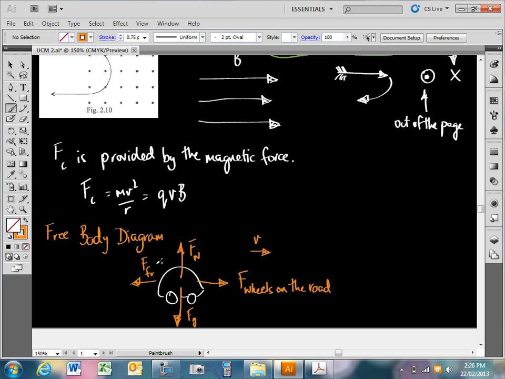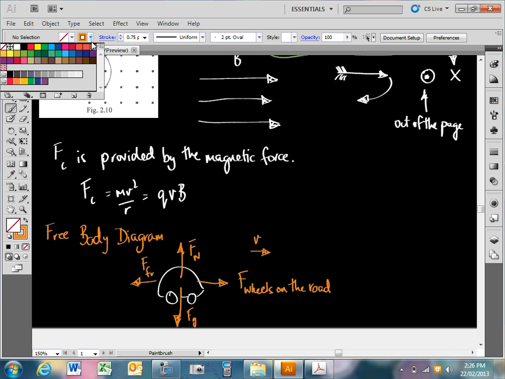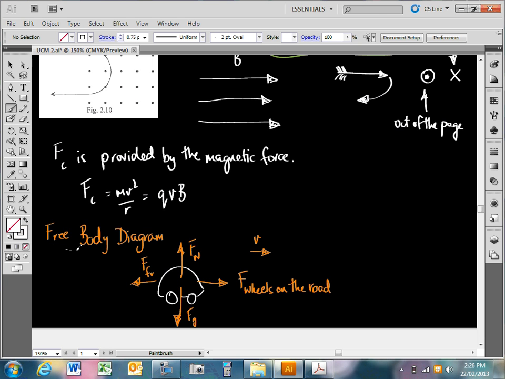This is what's called a free body diagram. It shows all of the forces, and as a result, the net force on some body, whatever that may be. This is a car with speed V, constant velocity.